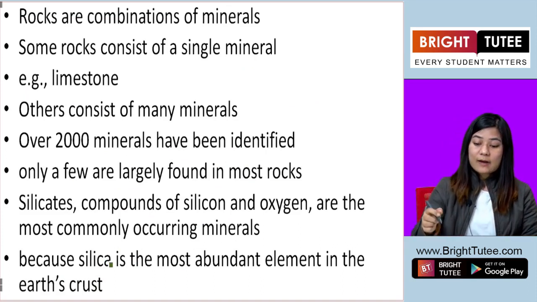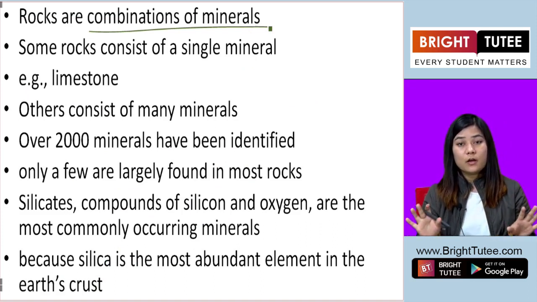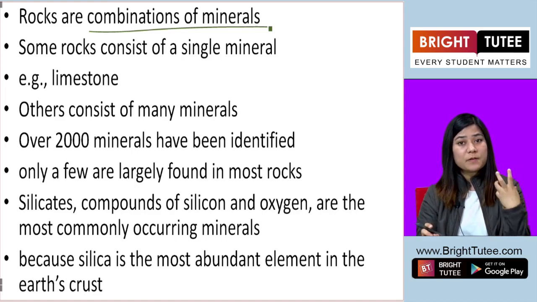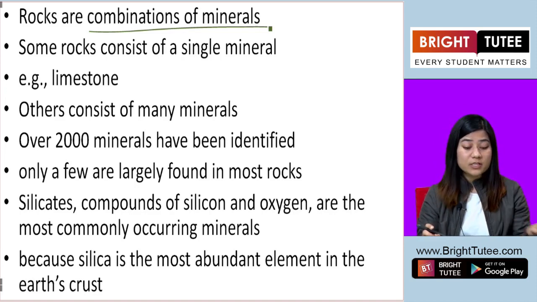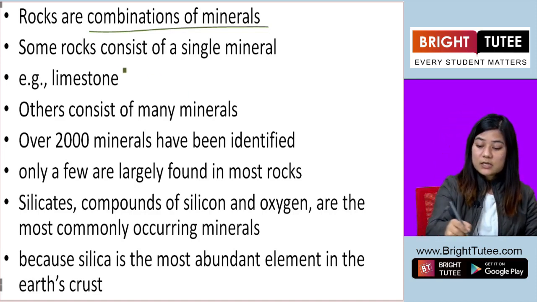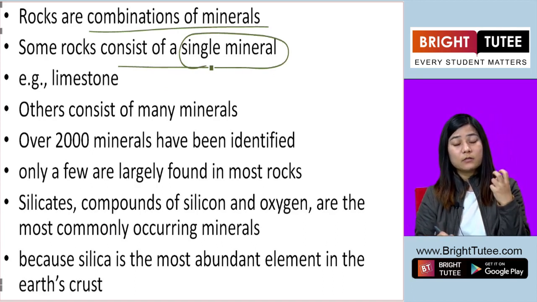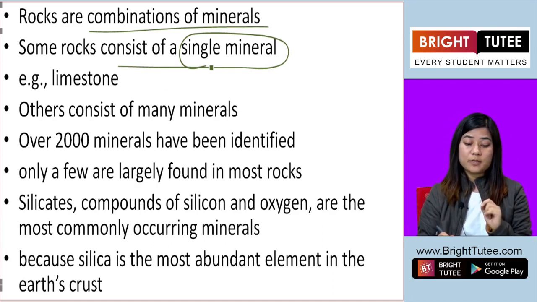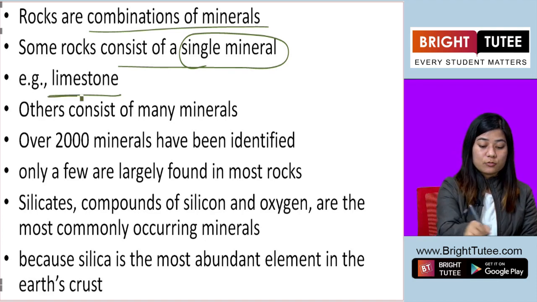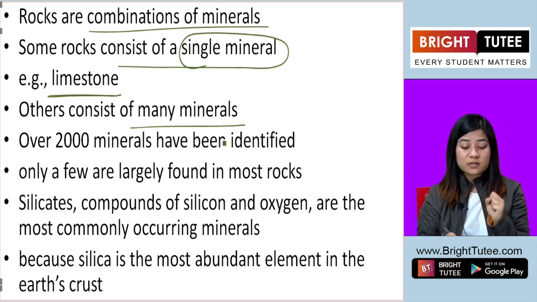Now, rocks are combinations of minerals. So, we said that minerals are distributed on the Earth's crust. Now, when we find some rocks, these rocks are actually combinations of various minerals. Some rocks consist of a single mineral, the rock is composed of only one single mineral. For example, limestone. But there are others which consist of many minerals in a single rock.